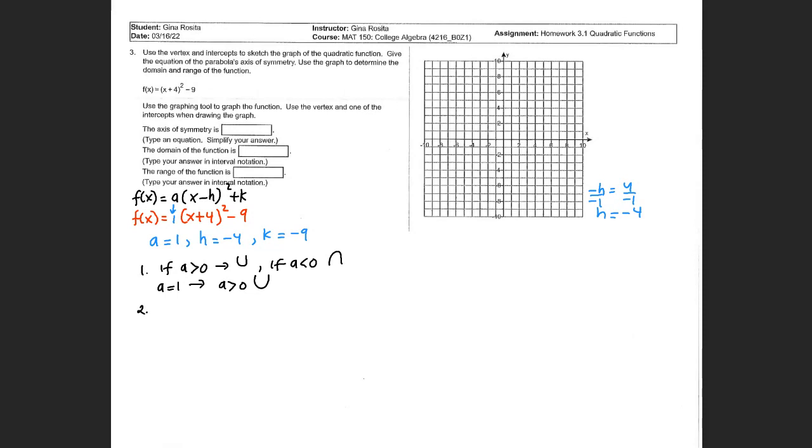Second, find the vertex (h, k). So we find the h and k on the top, on the blue one: (-4, -9).